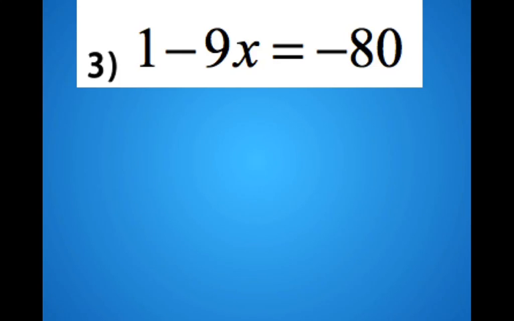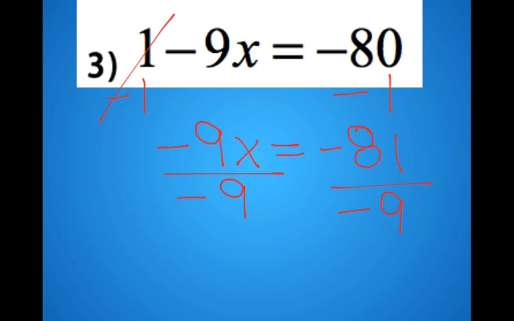The third one, we want to get rid of this 1, and it's actually a positive 1. So we're going to subtract 1. That'll get rid of that 1. That leaves us with negative 9x equals negative 81. And then we can divide by negative 9. The negative 9's cancel out, so x equals a positive 9.